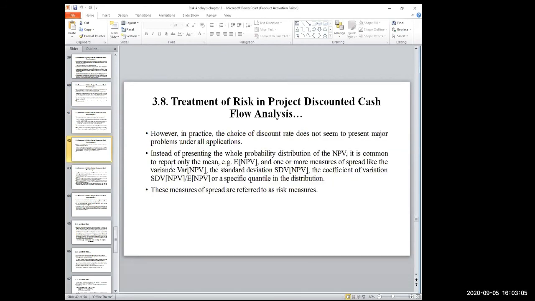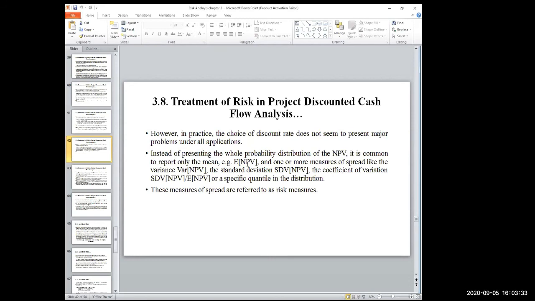Now, in general, instead of using probability distribution for net present value, the most common and simple approach is to report the mean value. If we determine the required rate again, we go into uncertainty and bring another complication, so the easiest way is to report the mean, right?